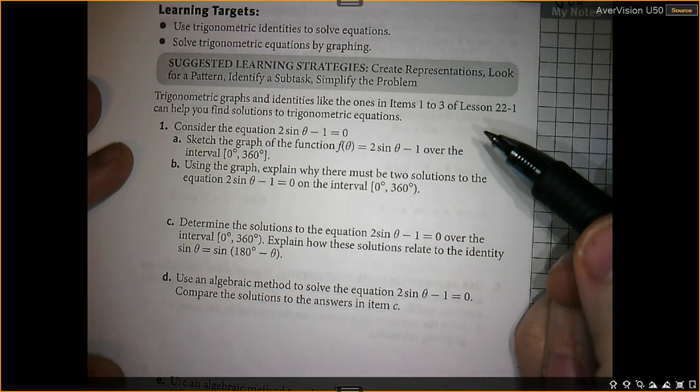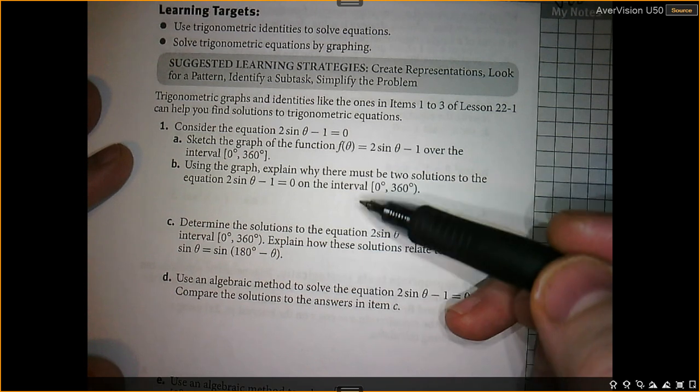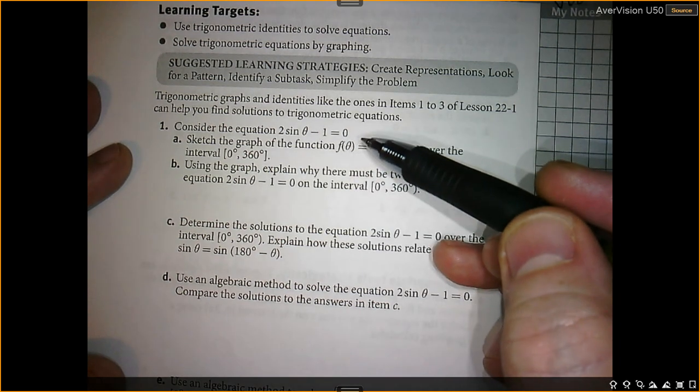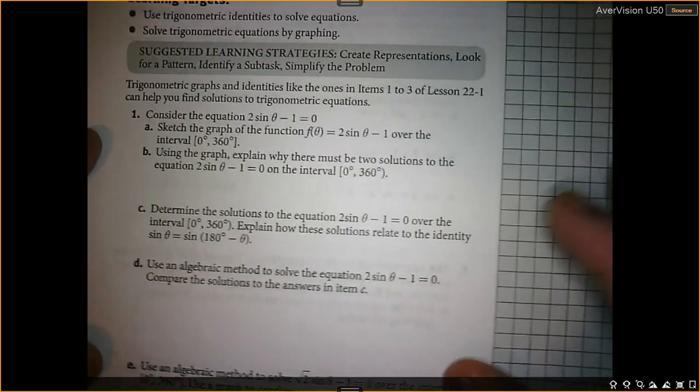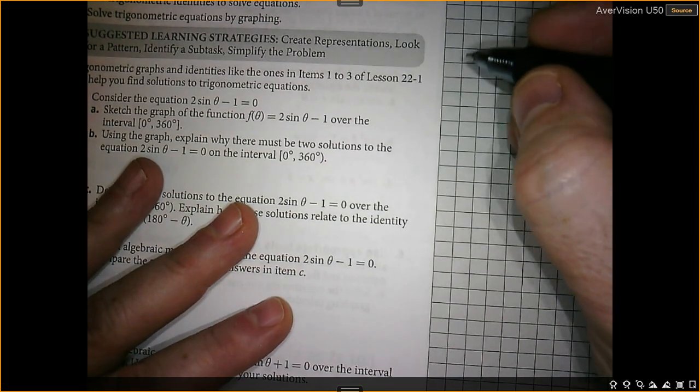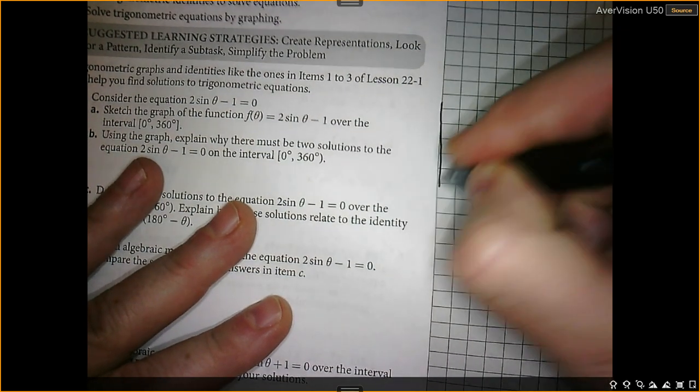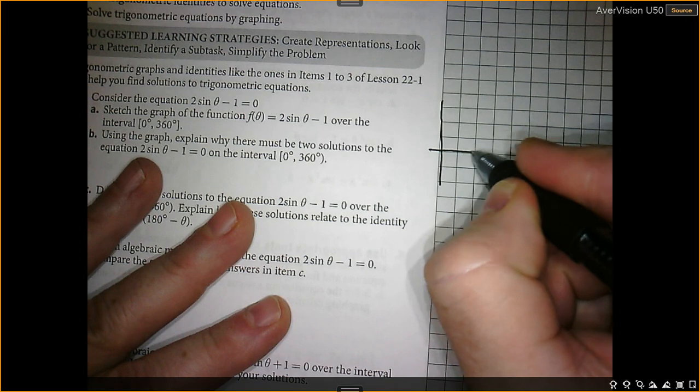Okay, so I'm going to try to skim around because some of this is review. So consider the equation 2 sine theta minus 1 equals 0. Sketch the graph. I thought this would be a good one just to remind ourselves how to graph these.